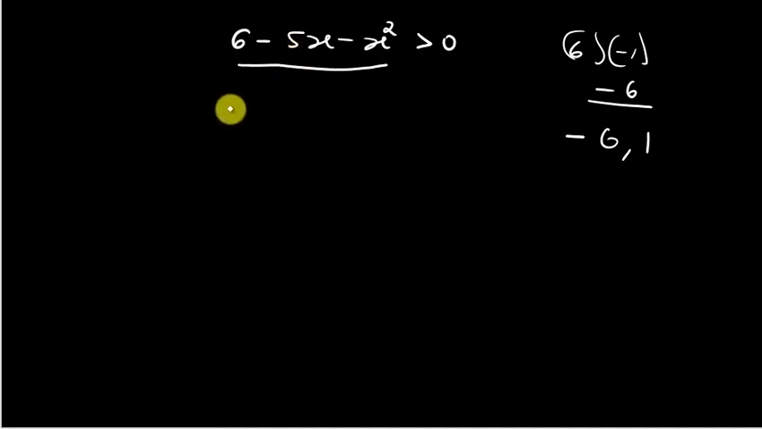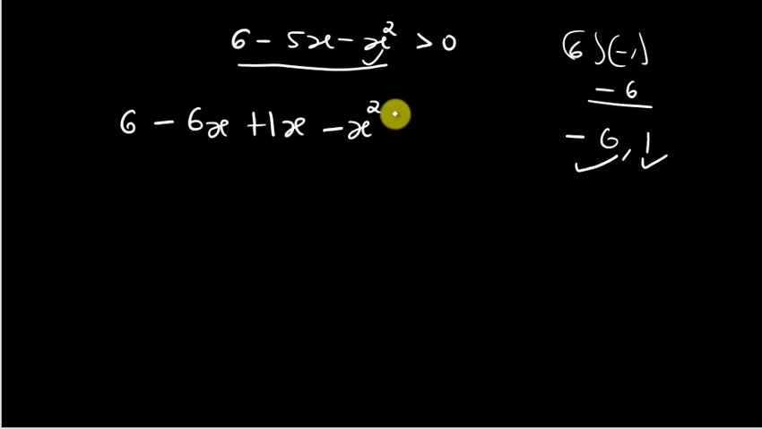So in this case, we are going to have 6 minus, we use this first value, so minus 6x. Come and use the second value, so plus 1x. Then we bring the last term, that is minus x squared. This is greater than 0. We factorize the first two terms. What is the common factor there? 6. So 6 comes out.